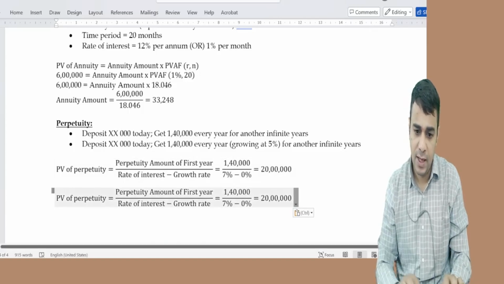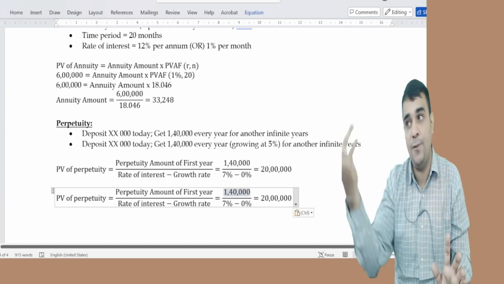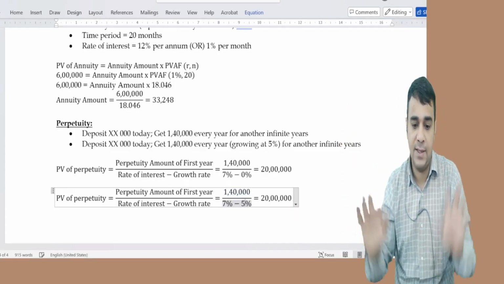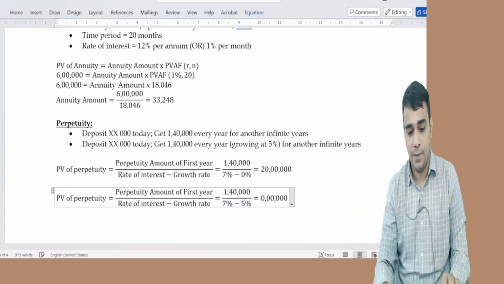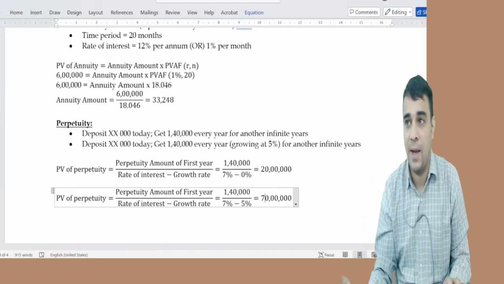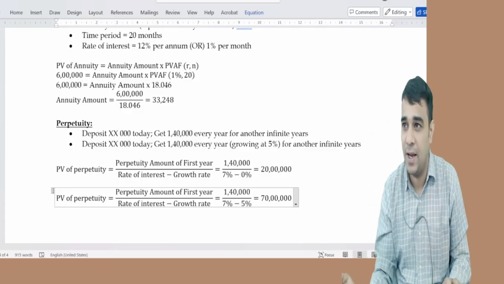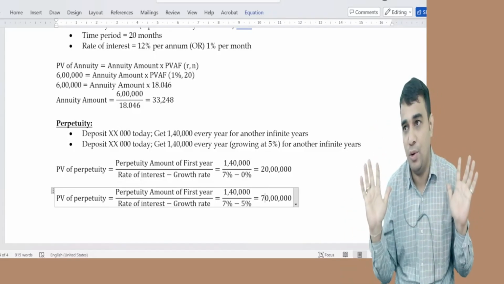perpetuity amount of first year. Assuming you get 140 in the first year, not 140 plus 5%. It can be 140 plus 5 also. Assuming I get 140 in the first year, 7 minus 5. What's the number you get? Which is what my Excel was giving by doing 300 years, 700 years, 800 years of calculation. You can do so many years in Excel, but in a notebook you can't.